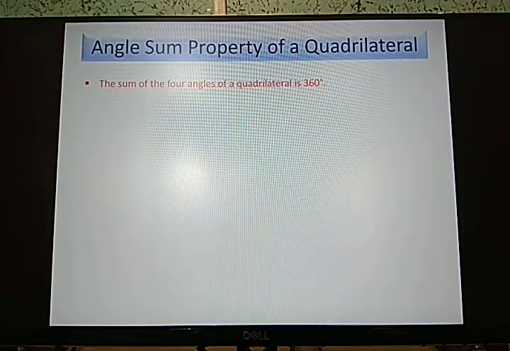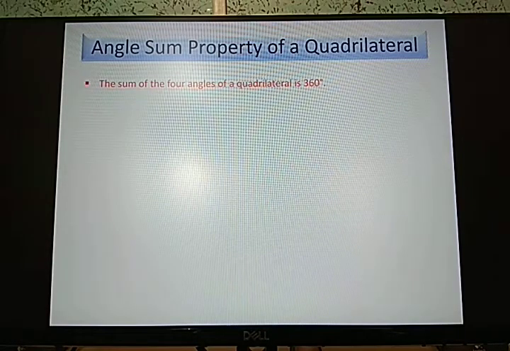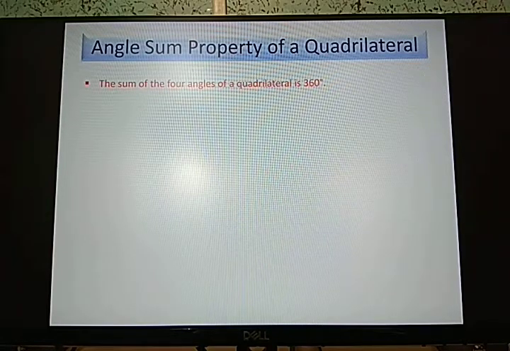According to the property, the sum of the four angles of a quadrilateral is 360 degrees. Just like in a triangle, we already know that the sum of all three angles of a triangle is equal to 180 degrees. Similarly, in a quadrilateral there are four angles and their sum is equal to 360 degrees. This is what is stated in the angle sum property of a quadrilateral. Now, we are going to prove that this property holds.